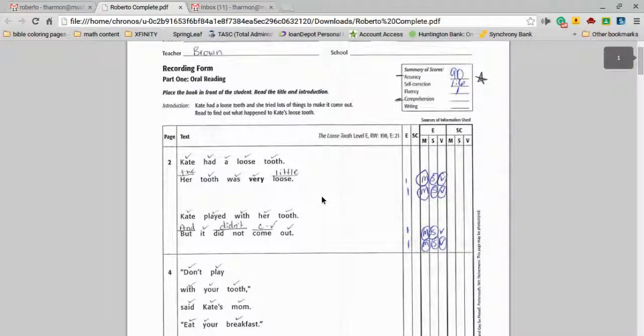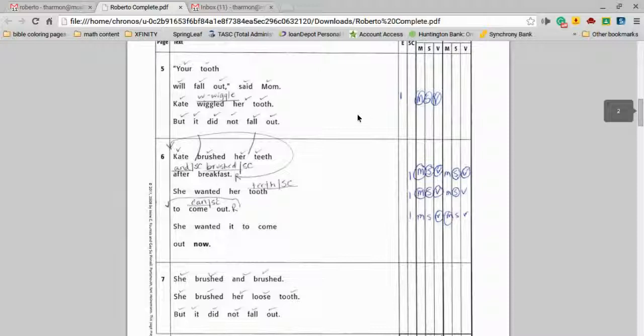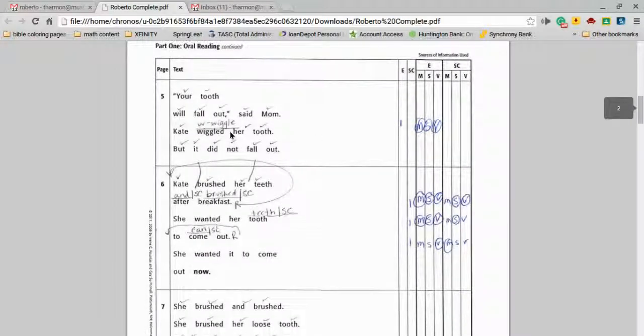And Roberto is 90% accurate, and his self-correct ratio is 1 to 6, and his fluency is a 1 on this. So this is his instructional level. So let's move to page 2, the next page, and we're going to start with the next sentence.